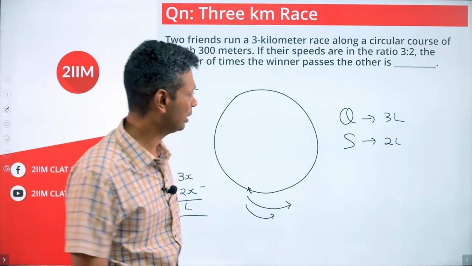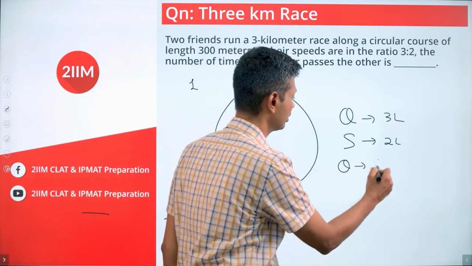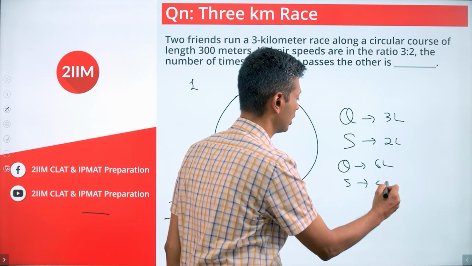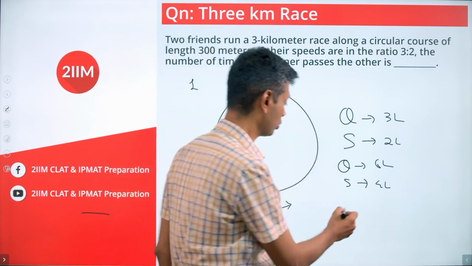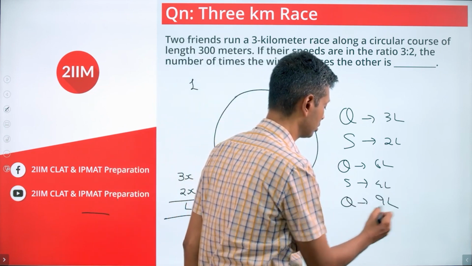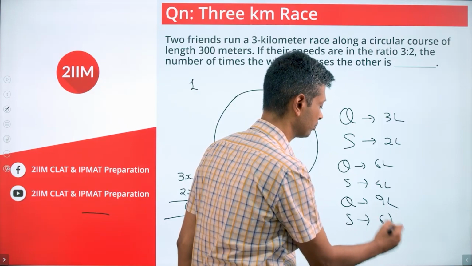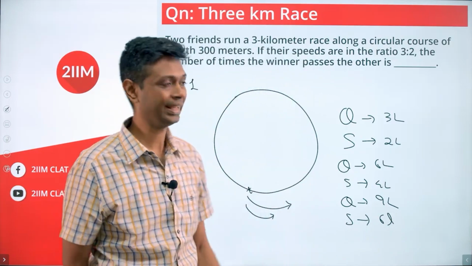So when will the next time happen? The next time will happen when the quicker guy does 6 laps, slower guy has completed 4 laps. When will it happen the next time around? Quicker guy does 9 laps, slower guy does 6 laps. The time after that, 12 and 8 and so on.